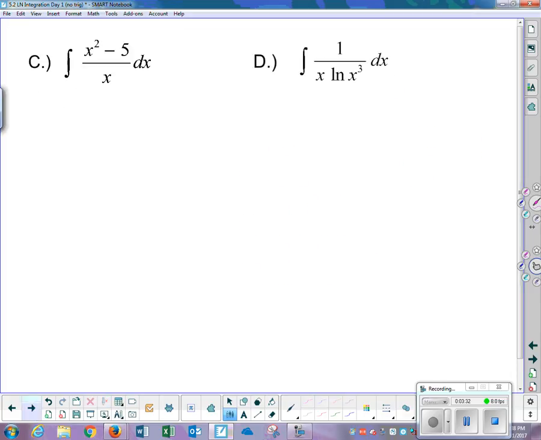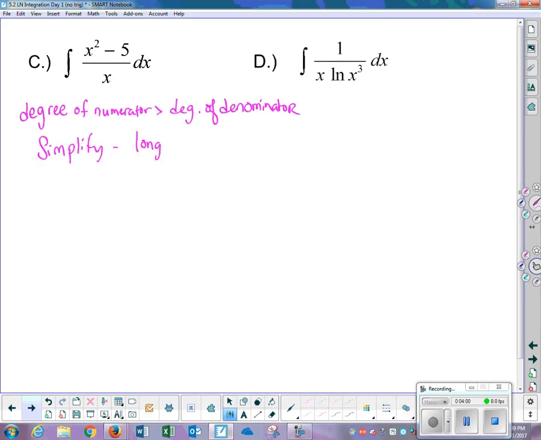Letter C. Now this looks really complicated, doesn't it? But the first thing I notice is that the degree of the numerator is greater than the degree of the denominator. If that is the case, then we're going to want to solve this first by simplifying. We're going to simplify by using long division, or synthetic division if we can. On this one, that might even be overkill.